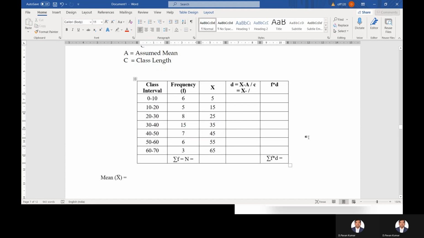That means the width of the class interval will always be equal, and that value is common. So let me write it here as 10. Okay, d = (x minus a) divided by c. Now a is called the assumed value, assumed mean or assumed value.